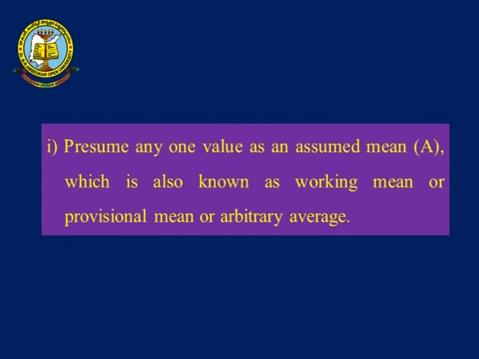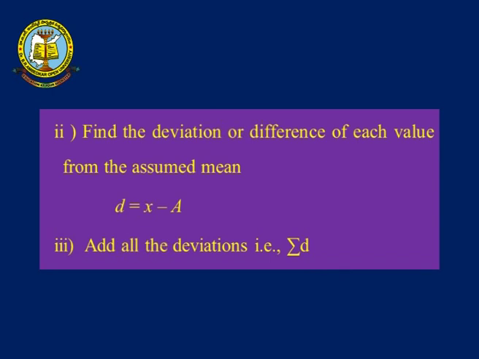First step is to presume any value as an assumed mean, which is known as working mean or provisional mean or an arbitrary value. After getting this arbitrary value, we find the deviation or difference of each value from the assumed mean, that is d is equal to xi minus a. Xi means the observations, i takes the values 1 to n, whatever observations we have, that means x minus a. A is an arbitrary value.